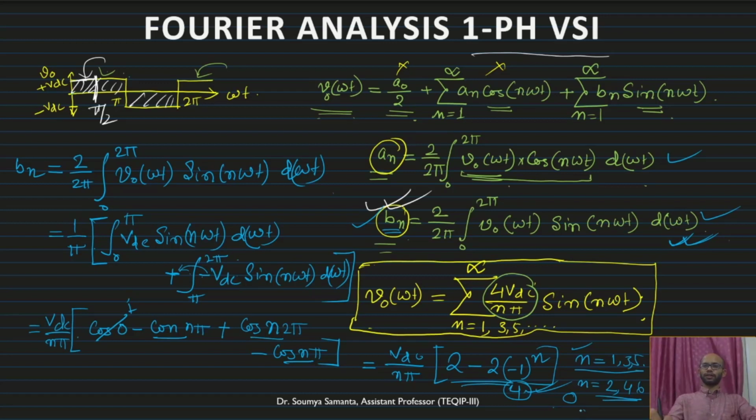So that is how you can see here, whether we consider it or not, we are getting 0 for the even values of n. So this signifies that there is half wave symmetry. Similarly, you can find out an also. You will get an as 0.